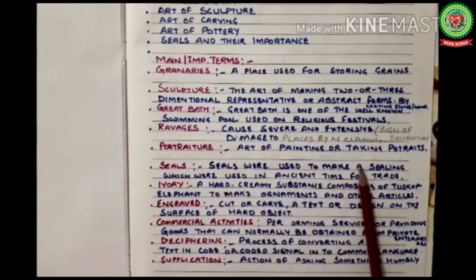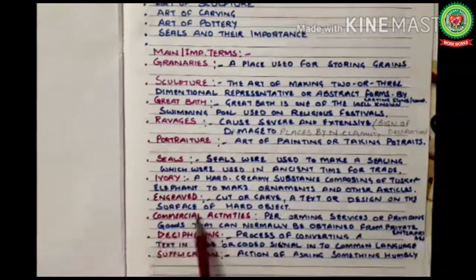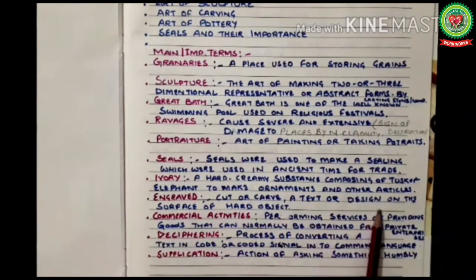Seal: used to make a sealing, which was used in ancient times for trade. Ivory: a hard, creamy substance composing the tusk of elephants, used to make ornaments and other articles. Engraved: to cut or carve a text or design on the surface of a hard object. Commercial activities: performing services or providing goods that can normally be obtained from private enterprises. Deciphering: the process of converting a text in code or coded signals into common language. Supplications: the action of asking something humbly.